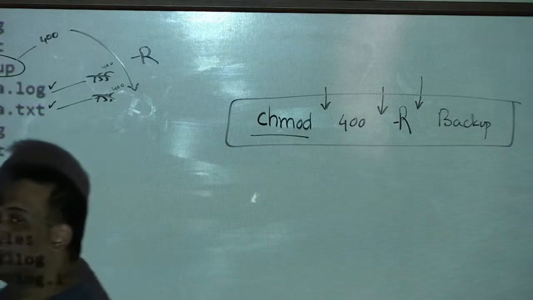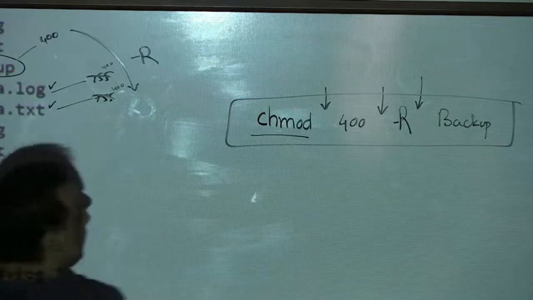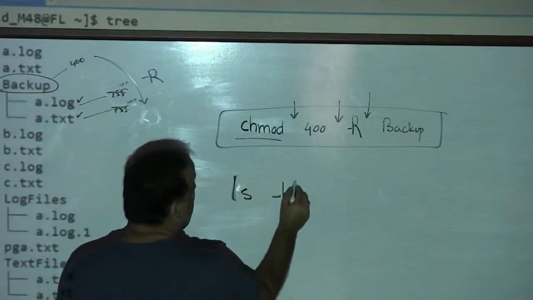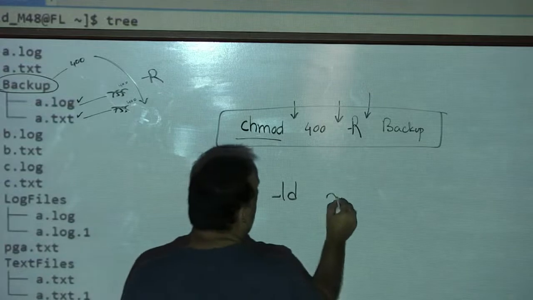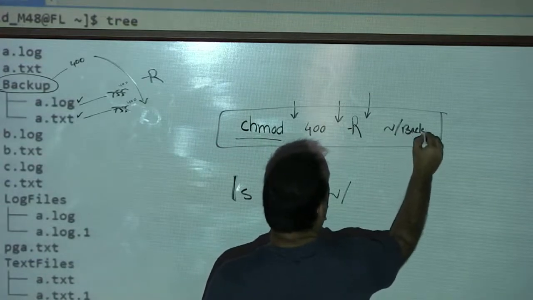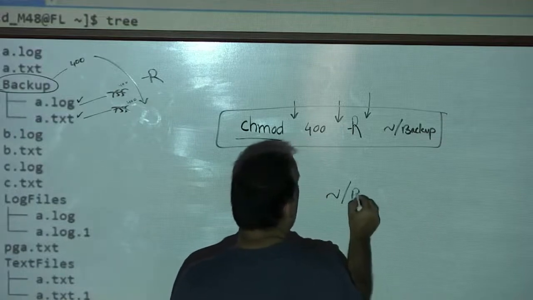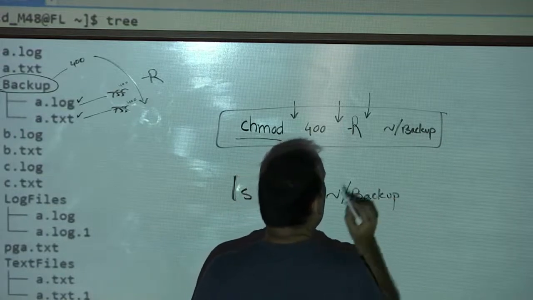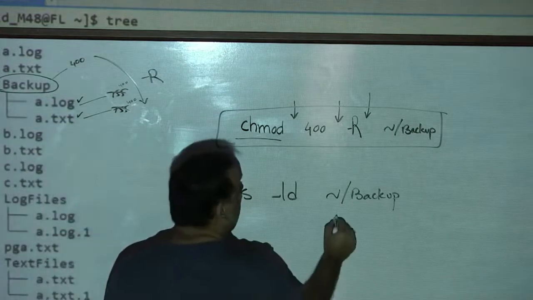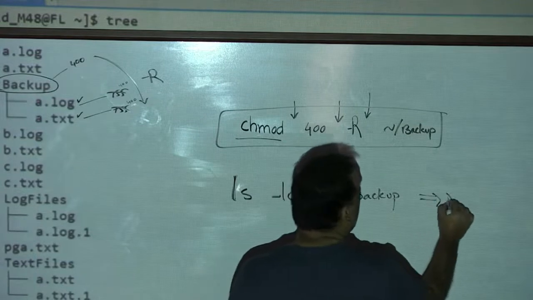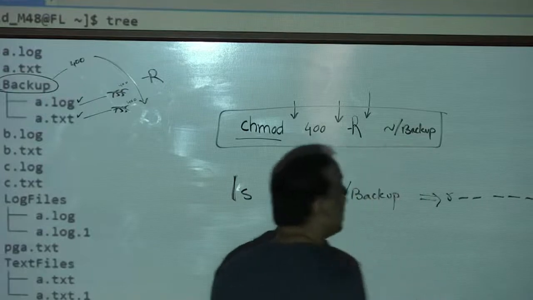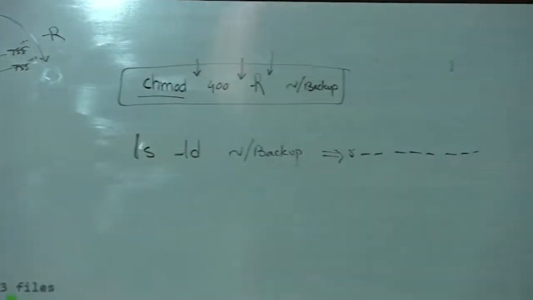And how can I verify if the permissions are changed? First thing is, if I'm only looking at the directory level permission, ls -ld, d for directory. In my home, there is a directory called backup. So here it will show me just the directory called backup and its permission, and I should be able to see that the permission is now read, no write, nothing to anyone else, and this should be my new permission now.